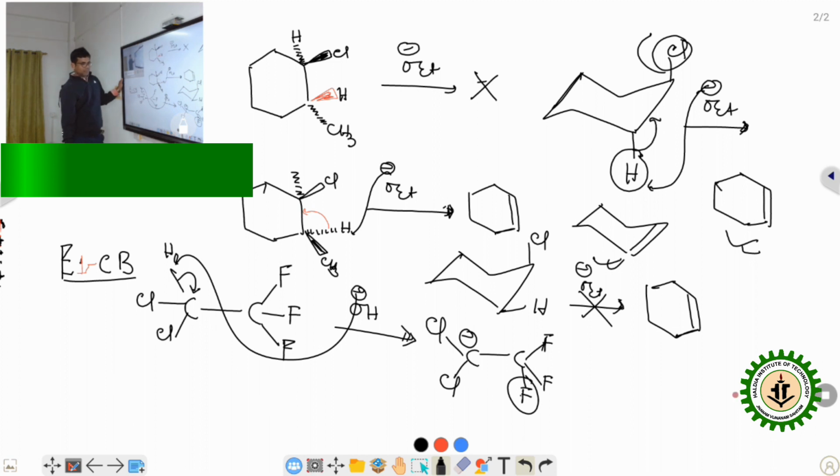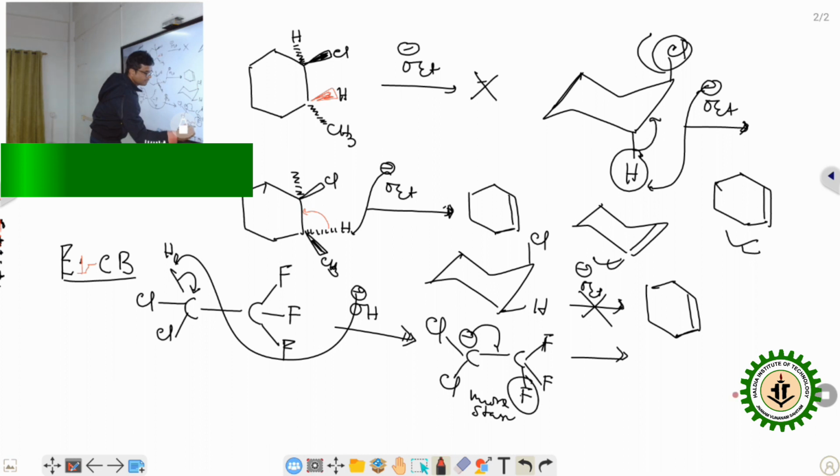So this is also a poor leaving group, but still the driving force of this reaction is the formation of this anion. The subsequent step is that this is the more stable carbanion, and after that the product will be like this.